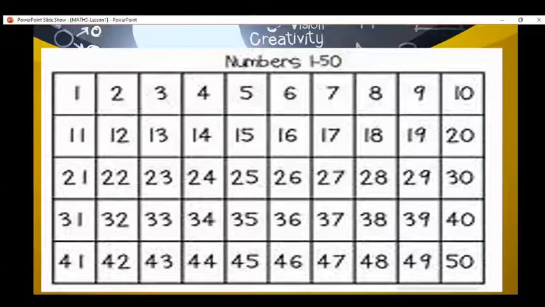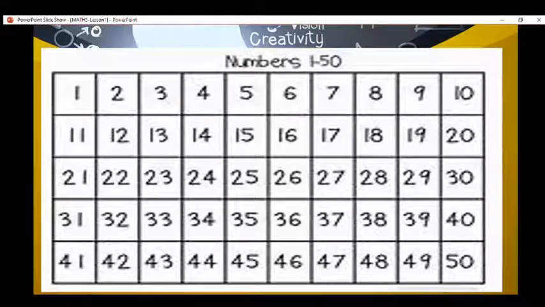If it is divisible by 2, you need to color it red. If it is divisible by 5, we color it blue. But if it is divisible by 10, you color it yellow. You don't need to color the full box for numbers divisible by 2, 5, and 10, because there is a case that 2, 5, and 10 can all divide one number. Okay, let's start.